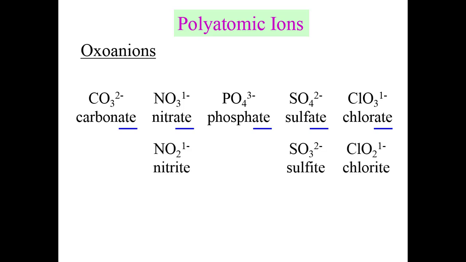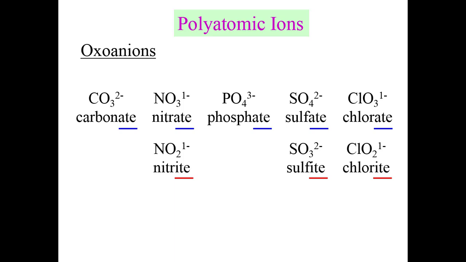3 of these ions have analogs where the "ate" changes to "ite": nitrite, sulfite, and chlorite. Do you see the pattern? Ites have 1 fewer oxygen atom than ates. So if we know the ate anions, we also know the ite anions.